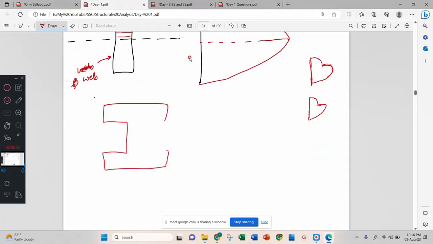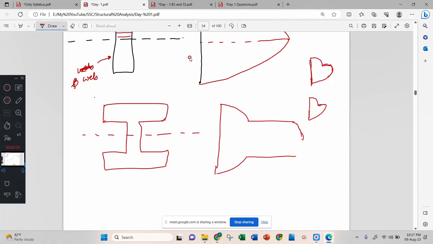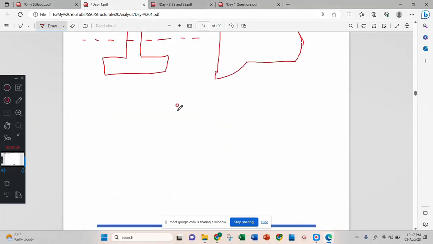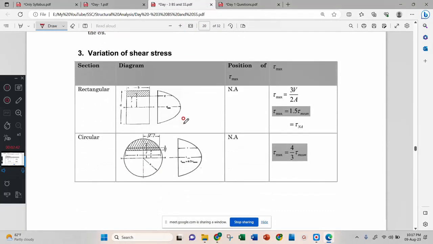Increase, B sudden decrease, stress sudden increase, then decrease, increase, then the same thing, right? This is your shear stress. Next, we have some formulas. That formulas I will show here.